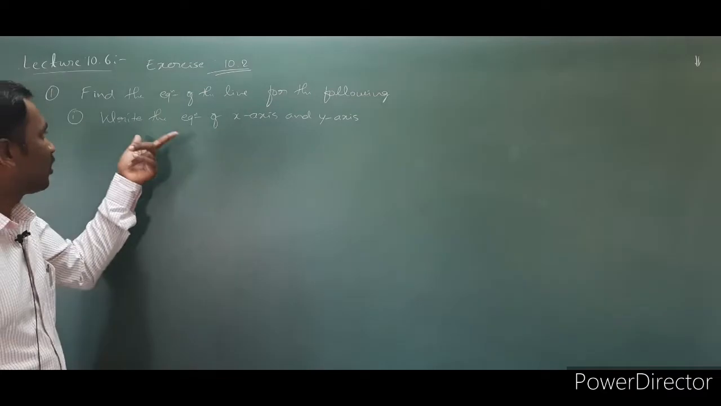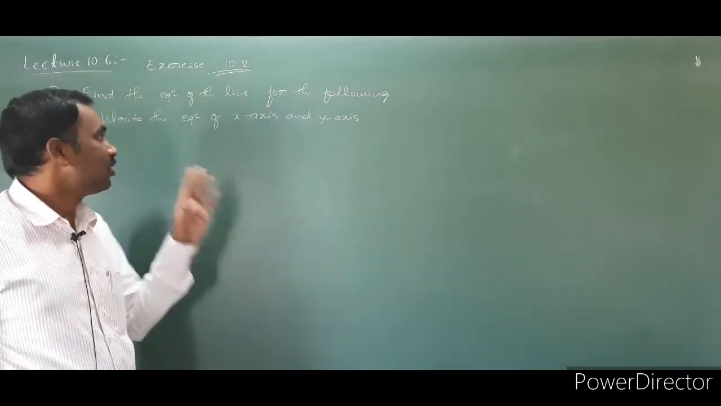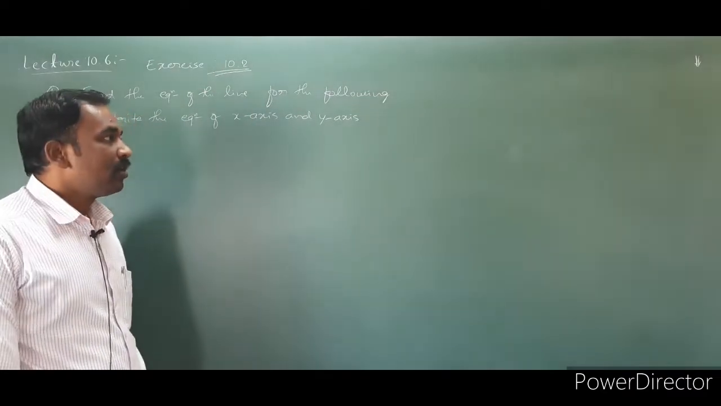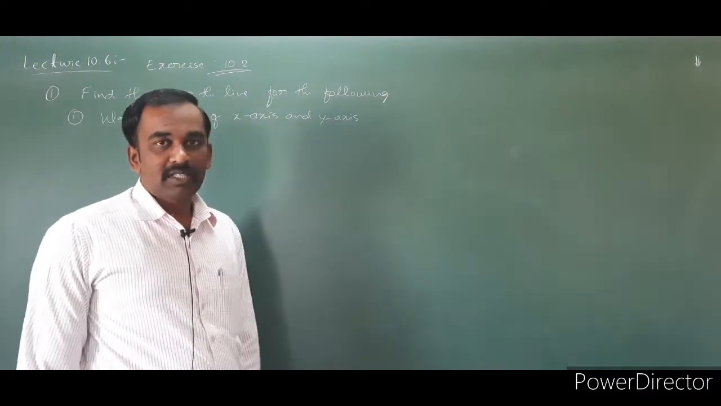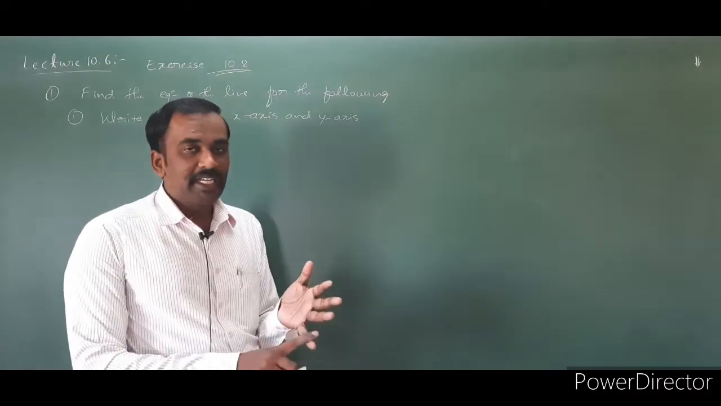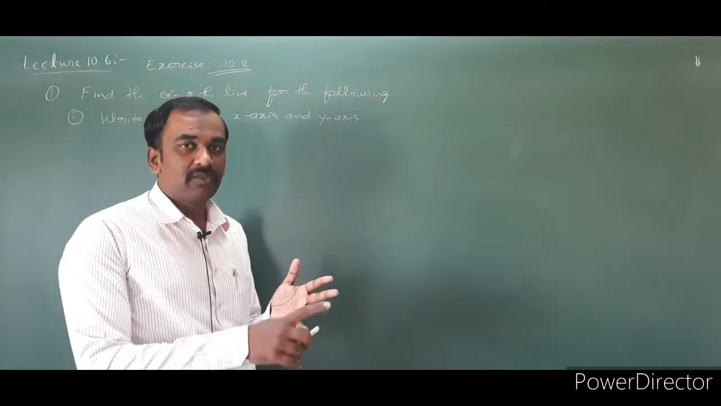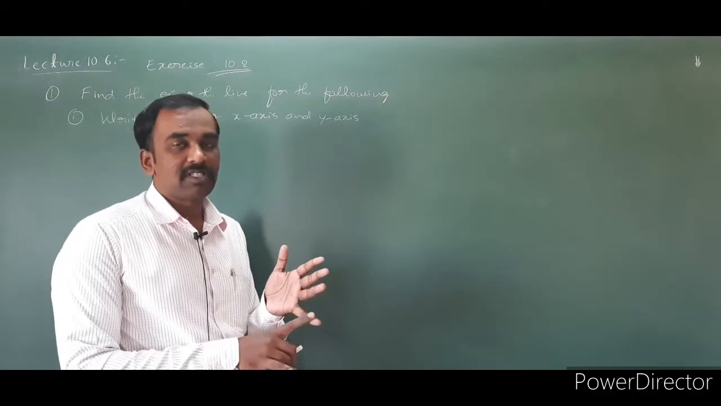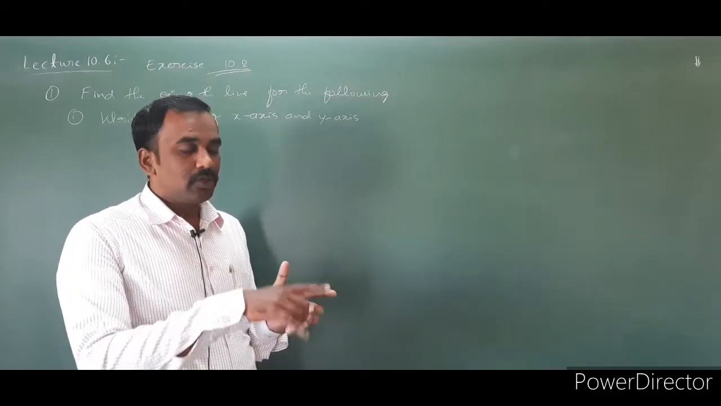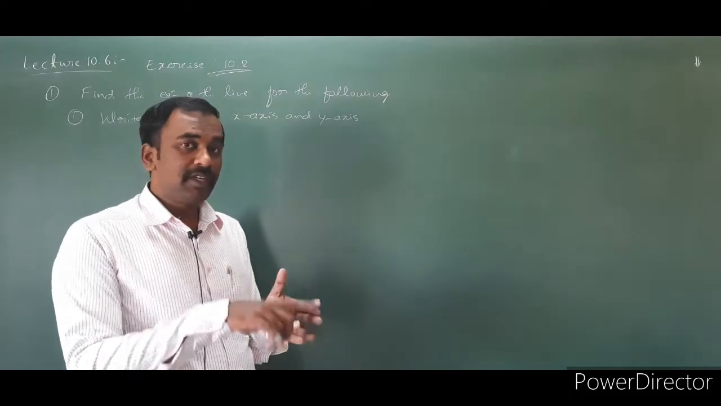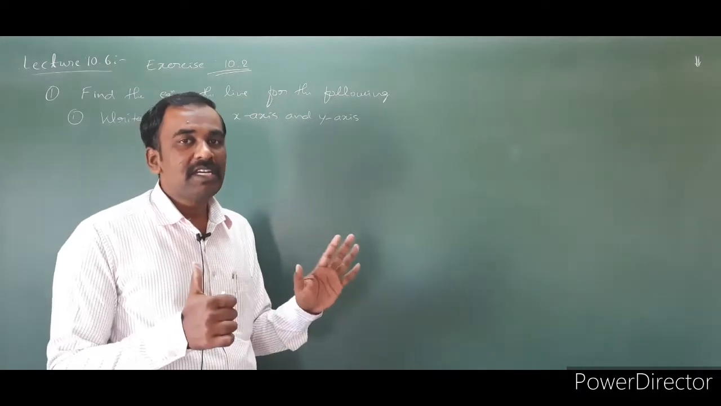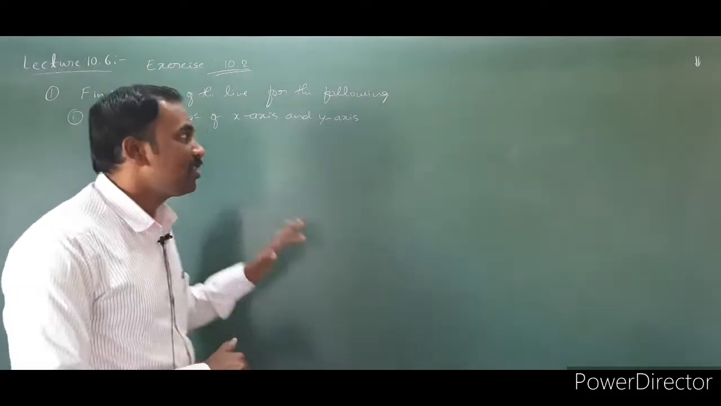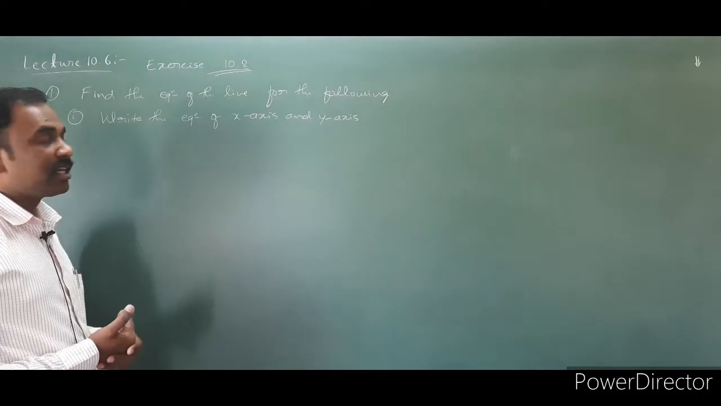1 mark means they will ask only one condition: find the equation of the line, or write the equation of the x-axis, or write the equation of the y-axis. To write the equation of the line, totally 6 forms are there: vertical line and horizontal line, which is only one form with 2 equations; slope point form, two point form, slope intercept form, intercept form, and the normal form. Out of the 6 forms, which one is suitable to use here?